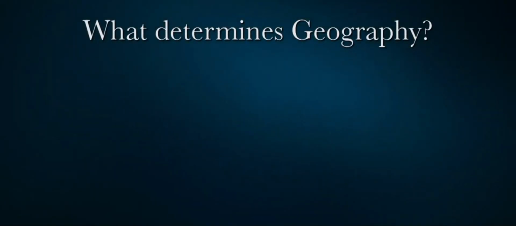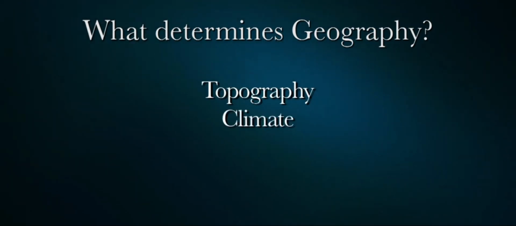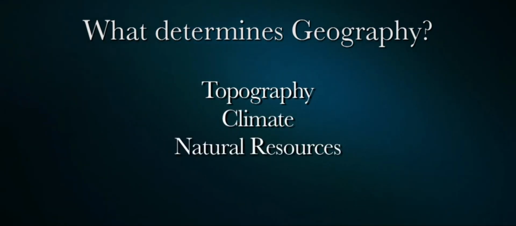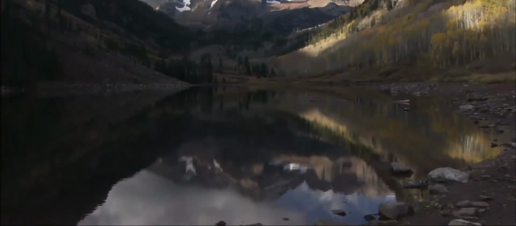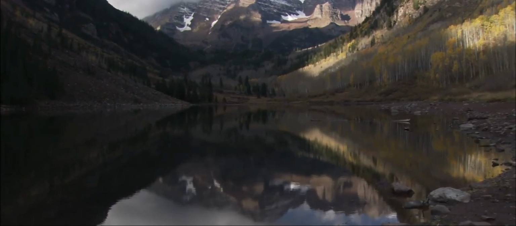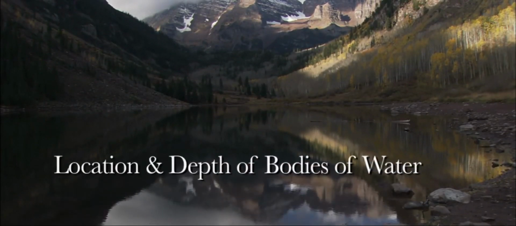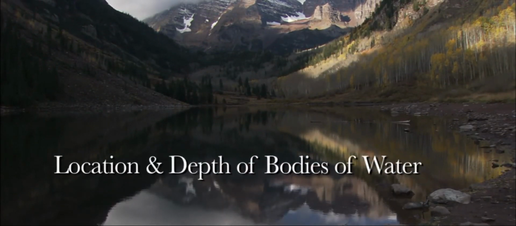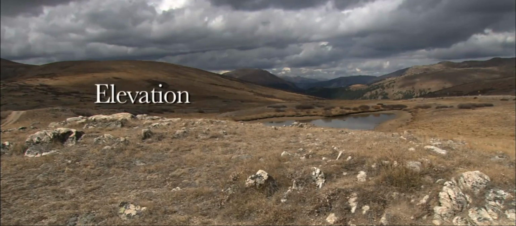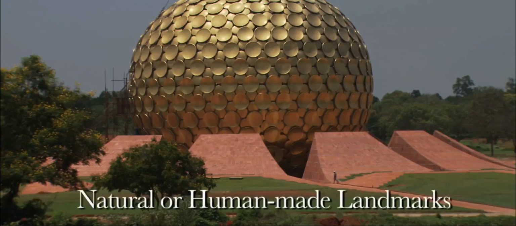There are three important factors that determine geography, including topography, climate, and natural resources. These elements influence how people adapt to their surroundings. Topography includes the physical features of the land, such as the location and depth of bodies of water, the elevation or height of the land, and both natural and human-made features of a region that are defining or specific landmarks.